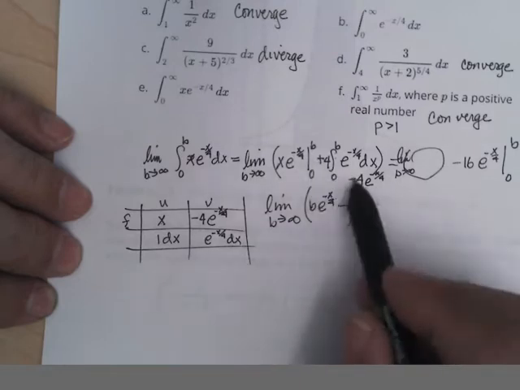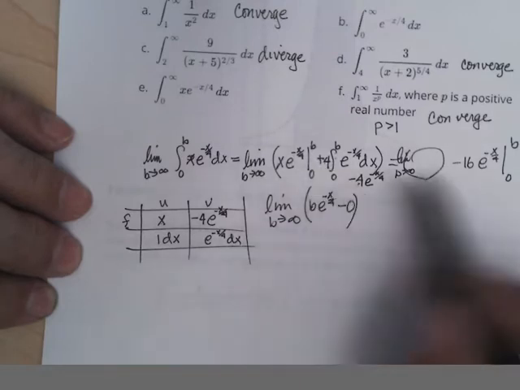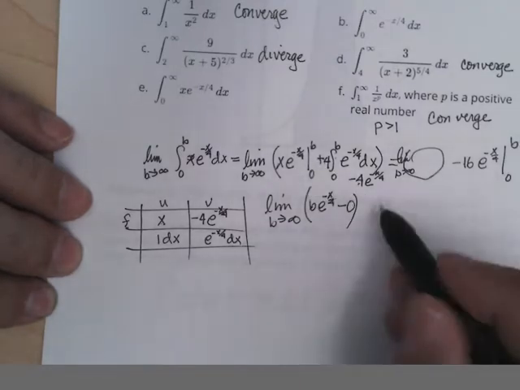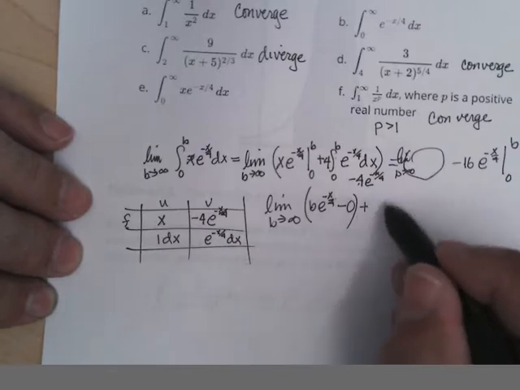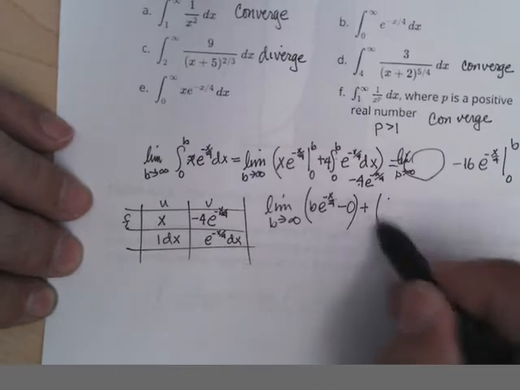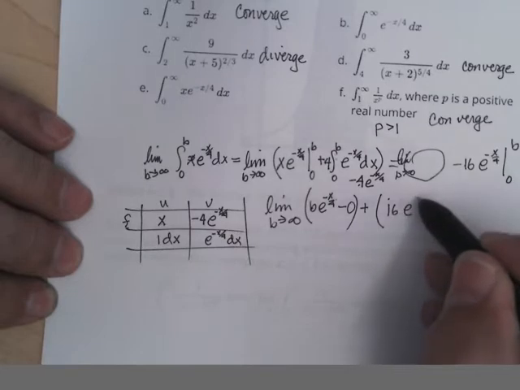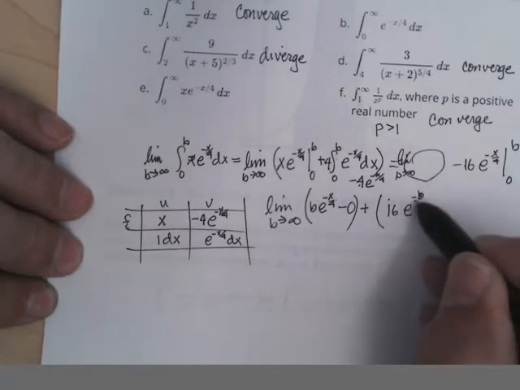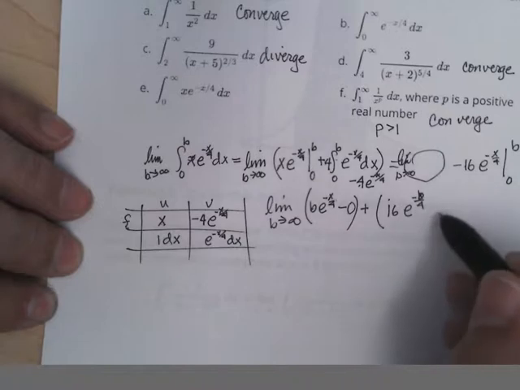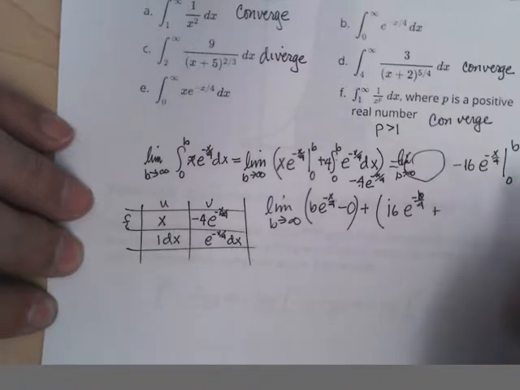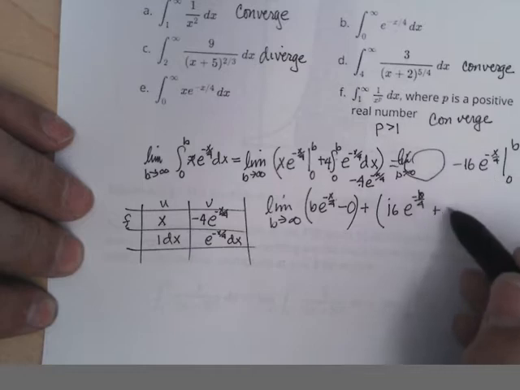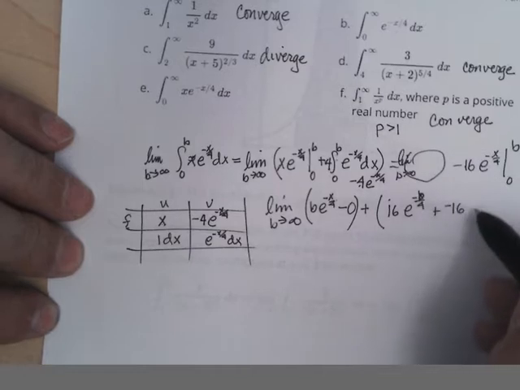Wait a minute, it's plus 4. No, we get a minus here. 4 times a minus 4 is negative 16. So we put the b in, and we get 16e to the minus b over 4 plus 0. Put 0 in there, and we get minus 16.